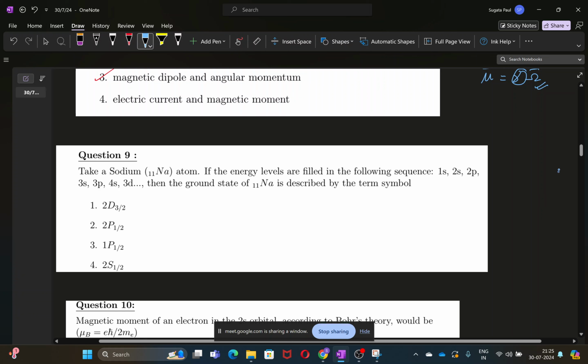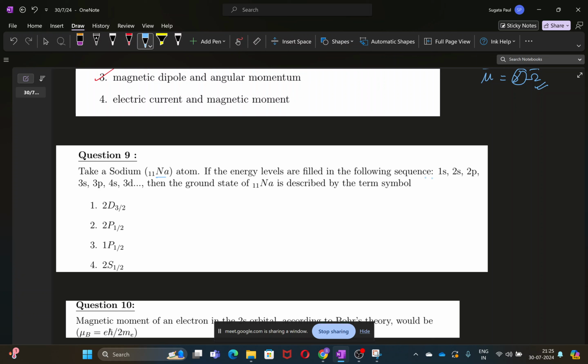Then question number 9 is interesting. This is a very common question in exams. Most competitive exams have this common type of question based on this idea. So you have been given a sodium atom. You know sodium has an atomic number of 11, Na11, and it is said that the energy levels of sodium are filled in the following sequence. Basically this is the rule you have to follow, how the orbitals are getting filled with electrons.